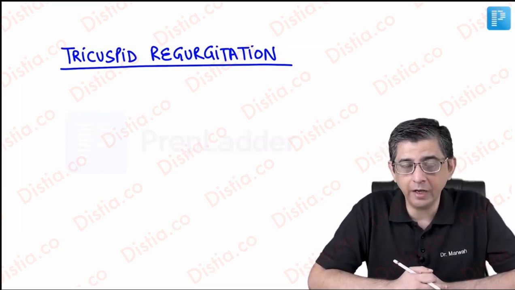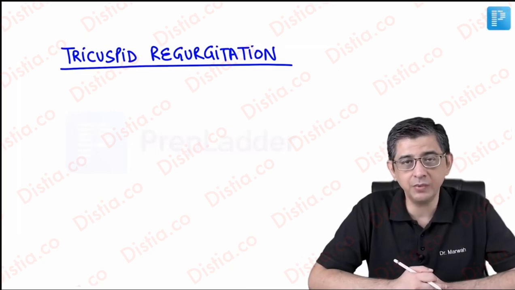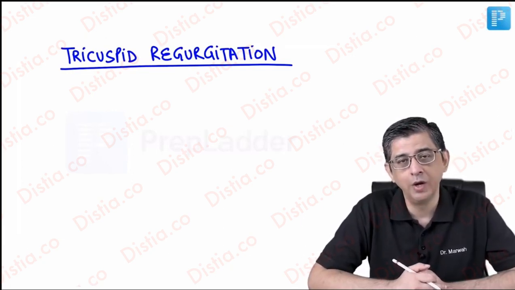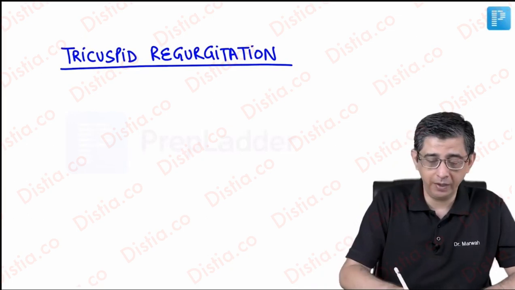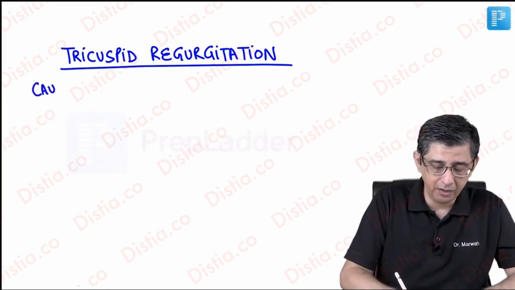Though I have drawn a line diagram of the same in JVP findings as well, I'll draw this here as well so that this could become a permanent visual memory for you. The second feature would be a pulsatile liver, and this is going to be systolic pulsations of the liver. So let's dive into the topic and get the basics right.